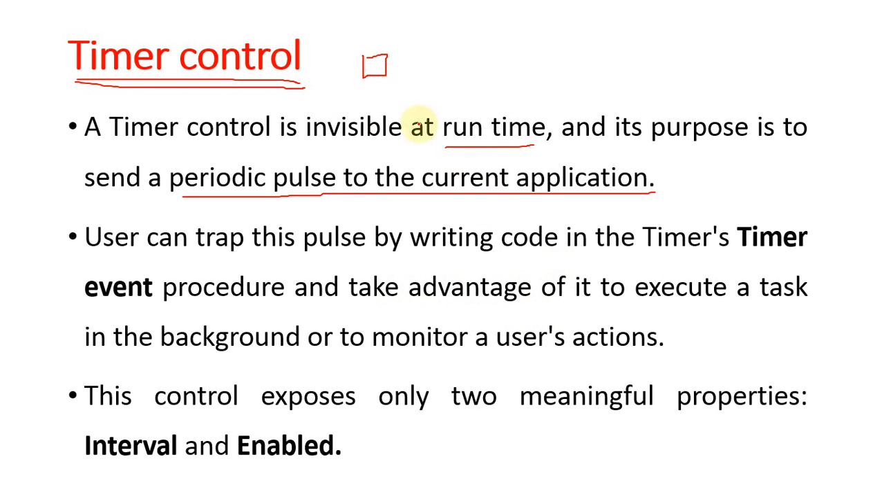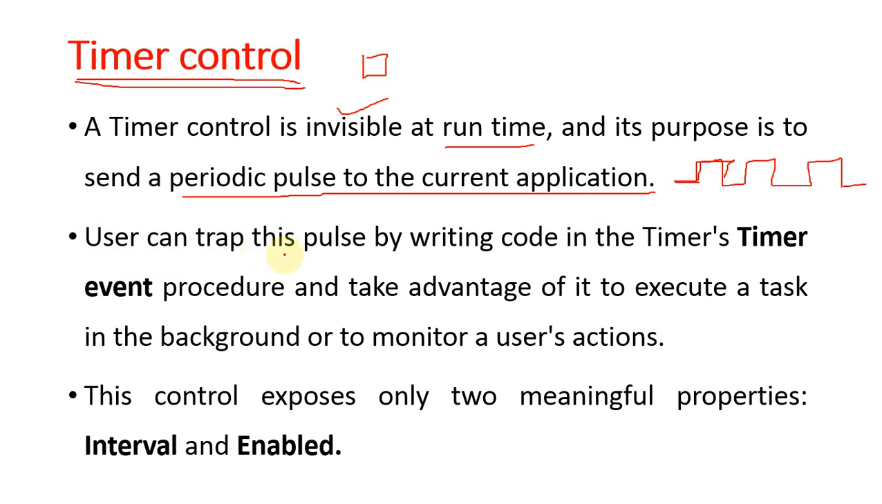At runtime it is invisible, like labels or text boxes or list boxes. It will not be visible, but it is there in the background. Most of the time, for doing background work or background operations, we use the timer, and its purpose is to send periodic pulses to the current application. Periodic pulses means whenever it is enabled, it starts giving pulses, like zeros and ones, with a specific time interval.